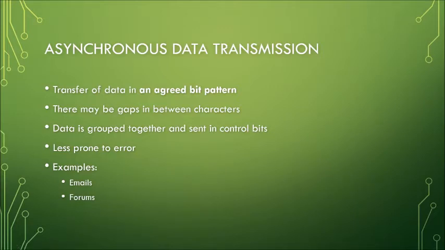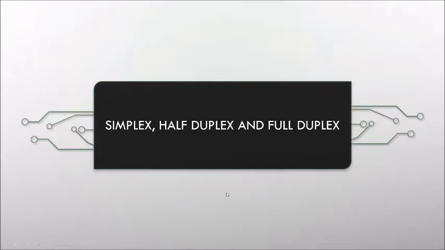Now we look at asynchronous transmission. It's the transfer of data in an agreed bit pattern, and it's usually done in discrete groups. This time there can be gaps between characters, and data is grouped together and sent with control bits. Control bits are used to check if the data has been transmitted correctly and prevent the data from getting mixed up, which makes it less prone to error. Examples of this include emails and forum pages.